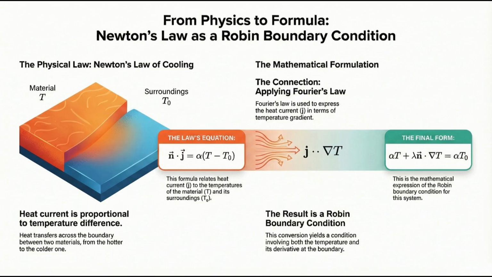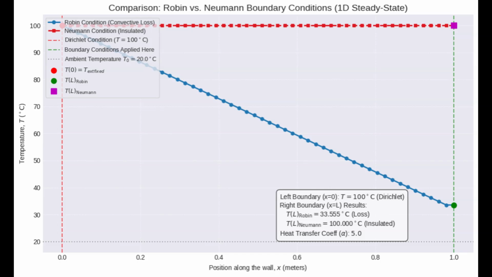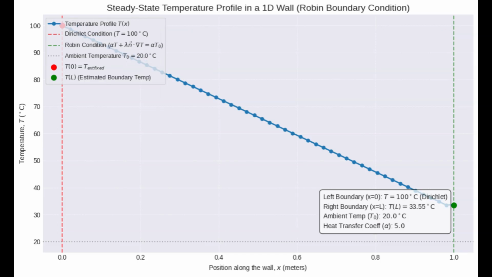Okay, first up, the Robin boundary condition is basically just Newton's law of cooling in math form. All it's saying is that heat transfer, like from a hot engine, depends on the temperature difference. Heat always moves from the hot thing to the cold thing.